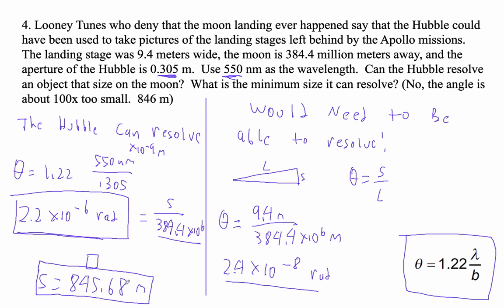Now, mind you, that would just be the barest pixel. If you had two dark spots on the moon that were that far apart, you could say, oh look, that's two dots. You could just barely tell that that was two different things as opposed to one thing. That's what the Rayleigh criterion is. Just keep that in mind: Hubble is good, but it's not that good.